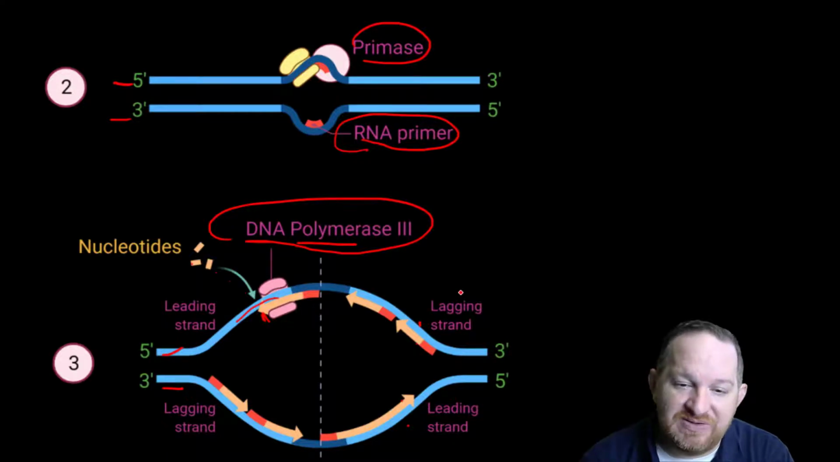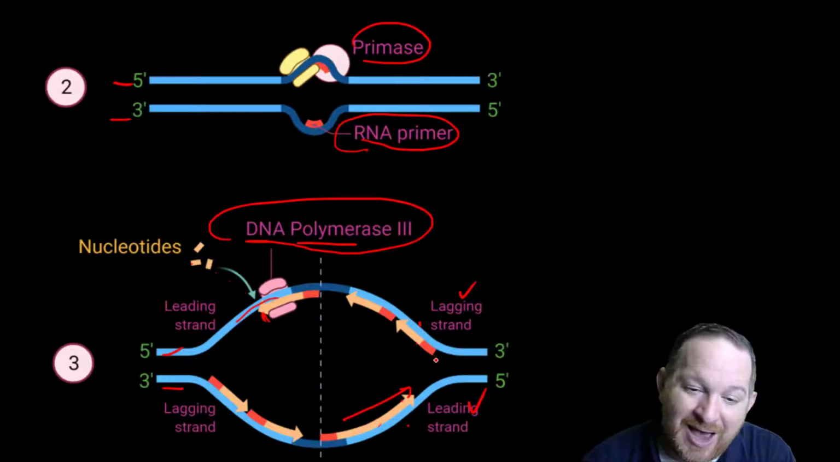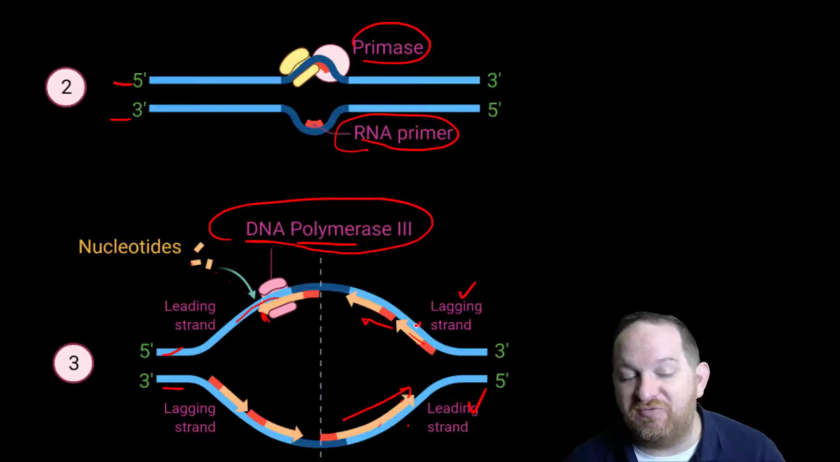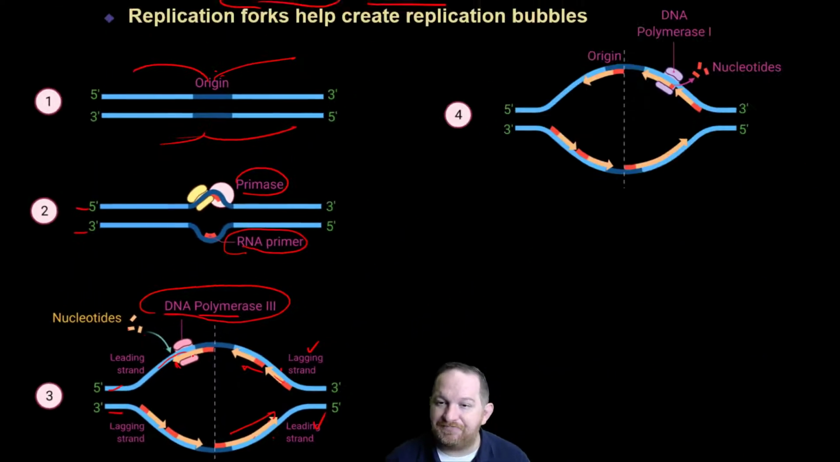And we're going to go over these ideas, leading and lagging strands, in more detail in a moment. But basically, one of them, because it can add continuously, leads. The other lags behind because it has to do replication in what we call fragments. Okay? So step 1, we have an origin site. Step 2, we prime it with some RNA primer. Step 3, DNA polymerase starts adding new nucleotides.